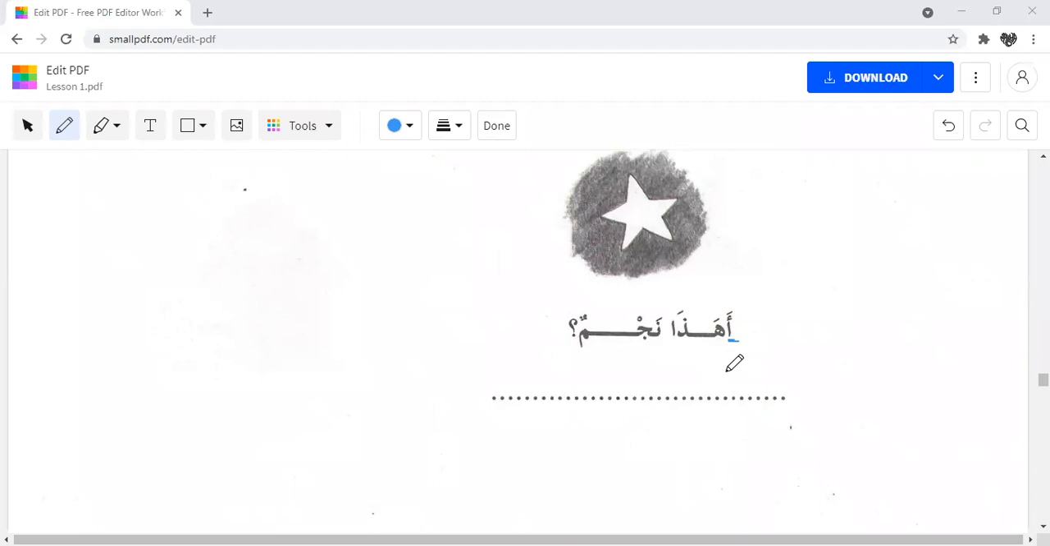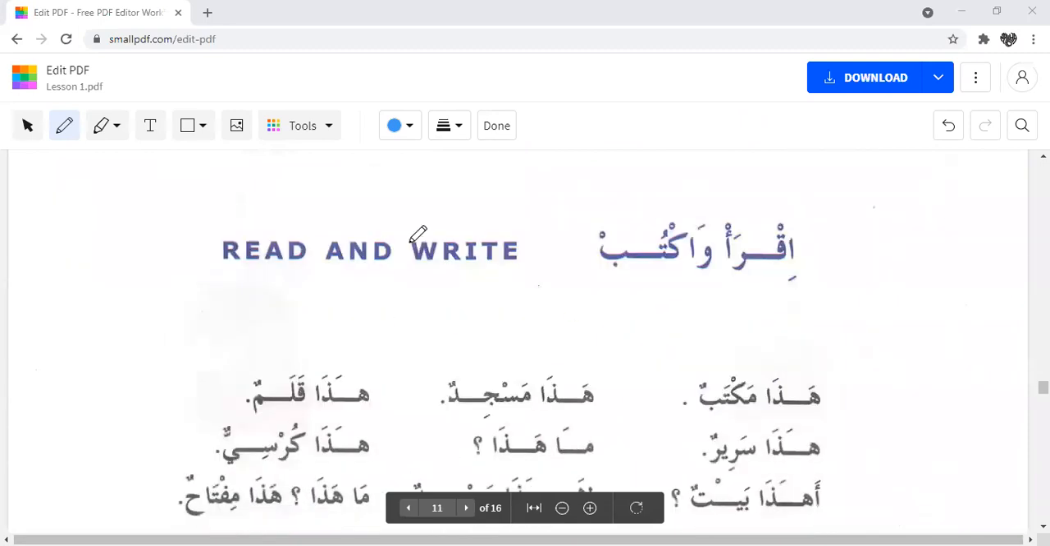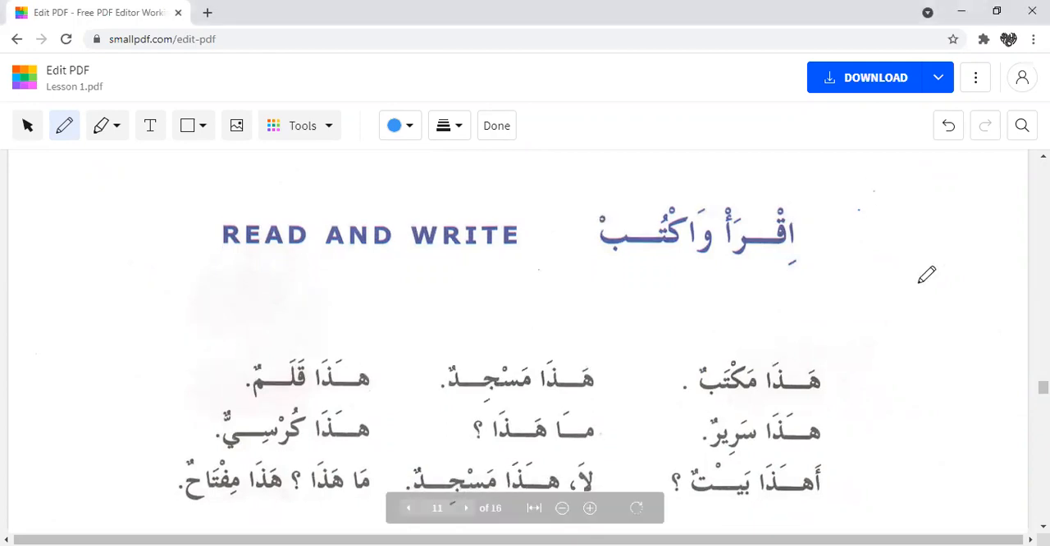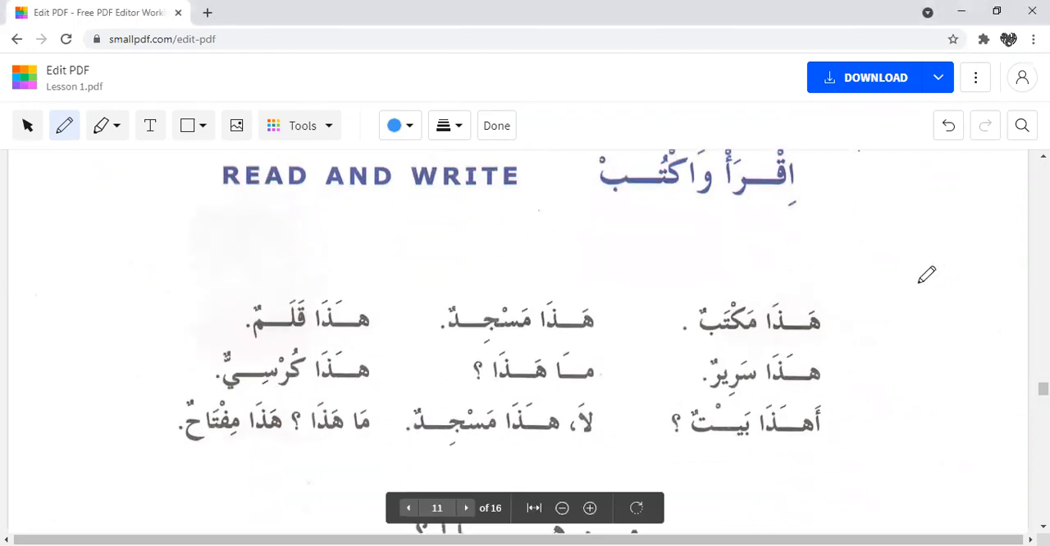Sure. Ayman Khan, could you read this part? This is a star. Is this a star? Yes, this is a star. Very good. Thank you. So now this is the read and write part. It would be great if you could write this down and practice the vocabulary and understand the meaning. Right now, I'll ask one of you to read maybe three and translate.